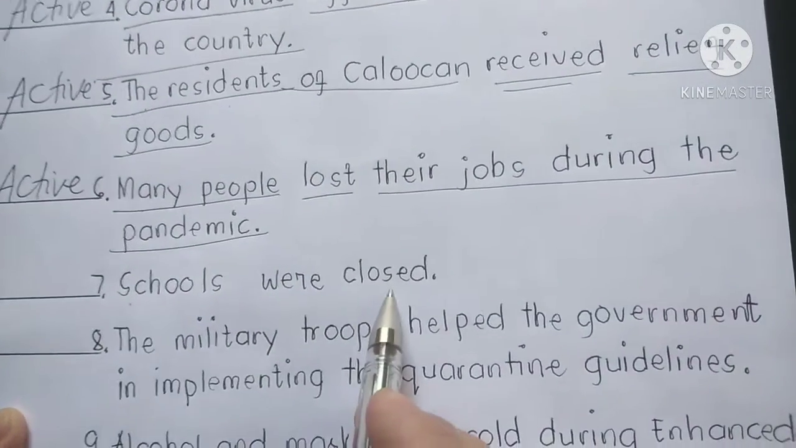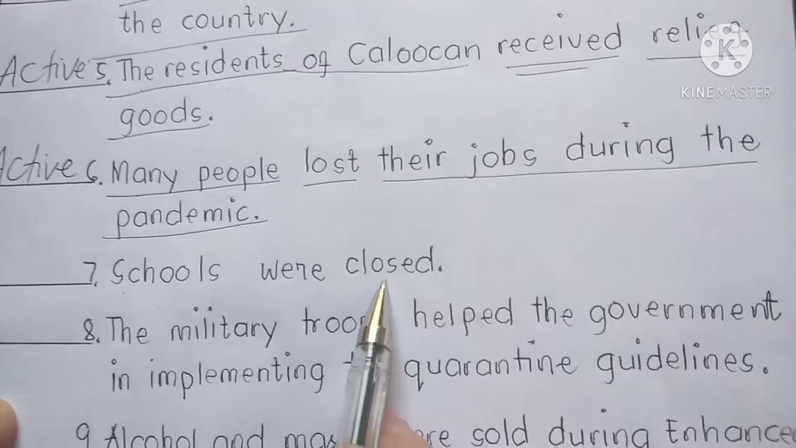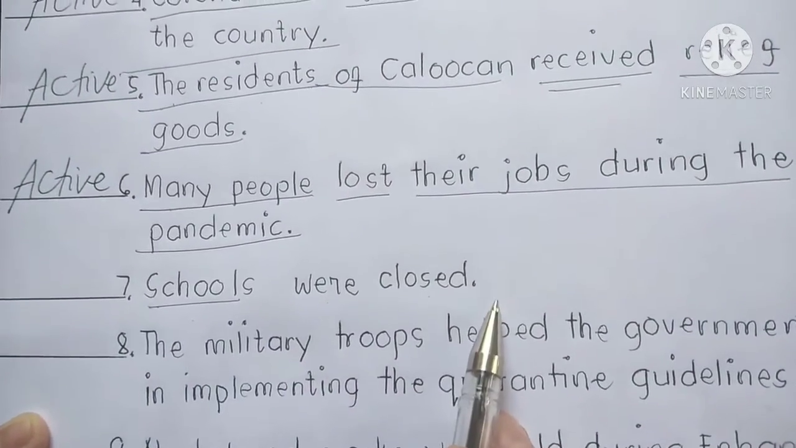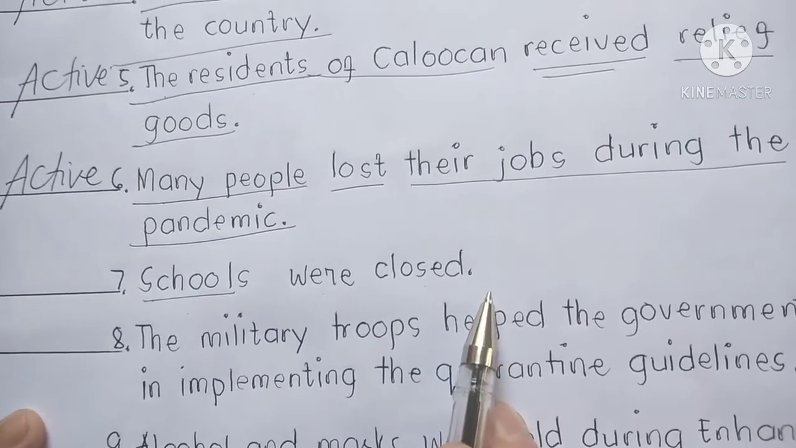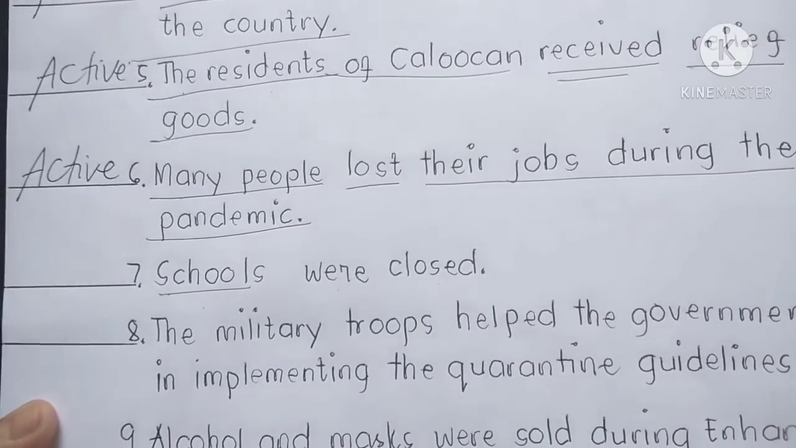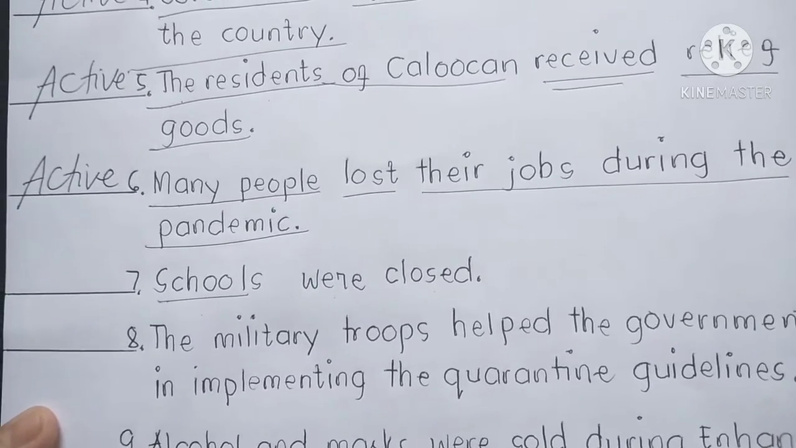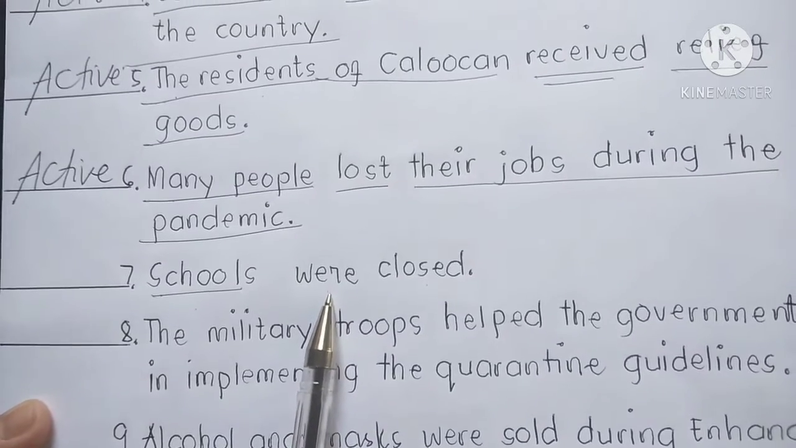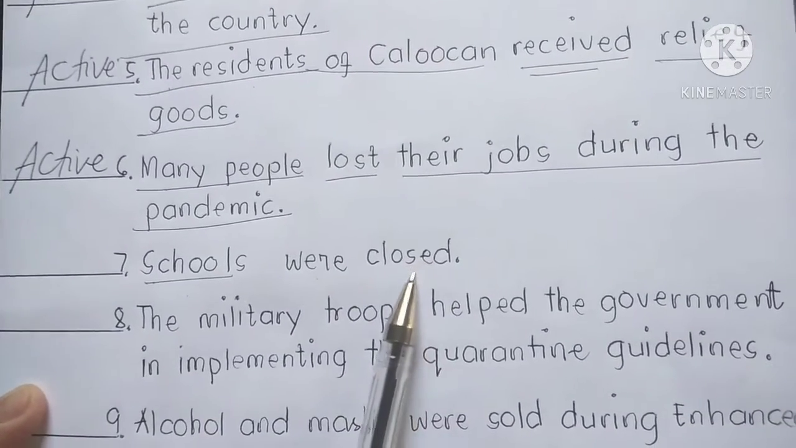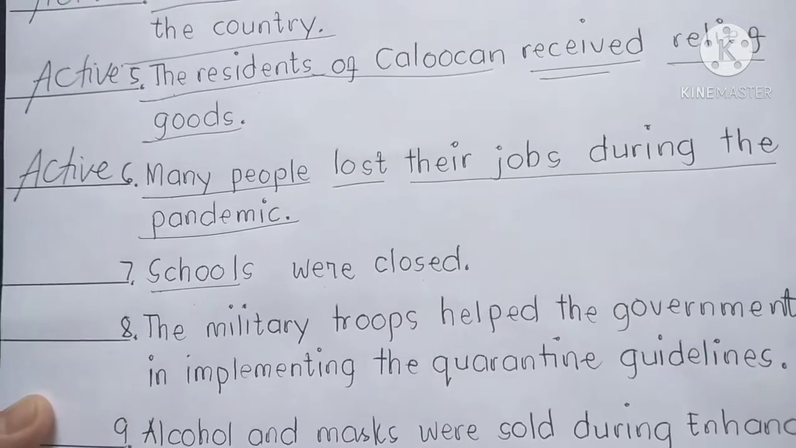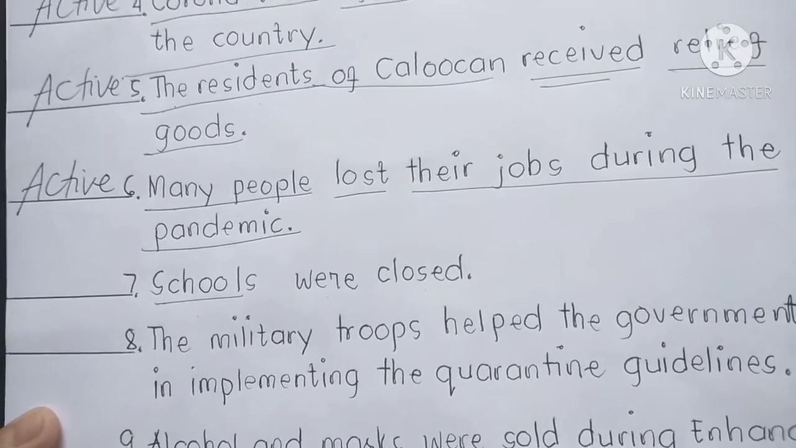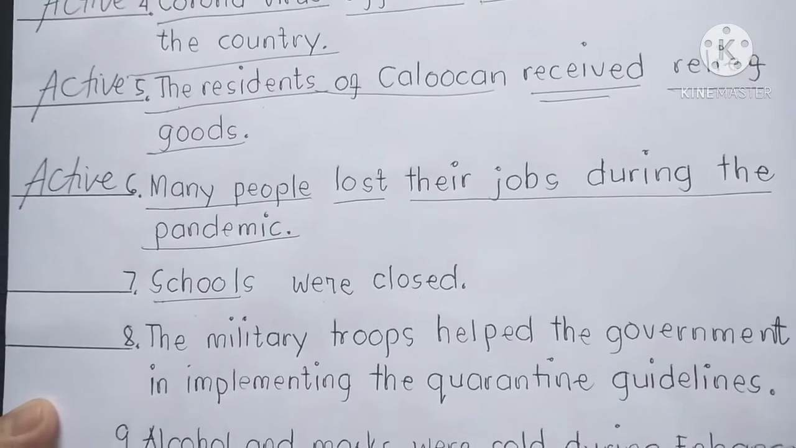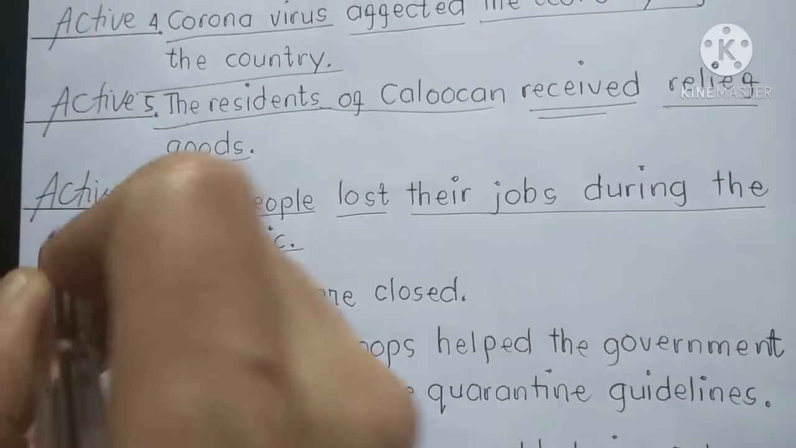Schools were closed. Okay, so our subject here is schools, being closed. Is it active or passive? Our subject here is schools, then the verb is were, then being closed. So it is what we call passive or active. Schools were being closed. It is active.